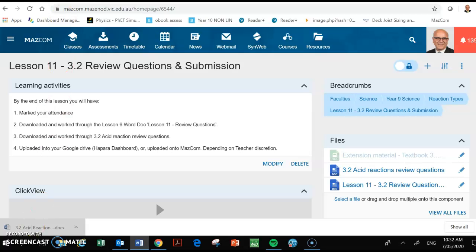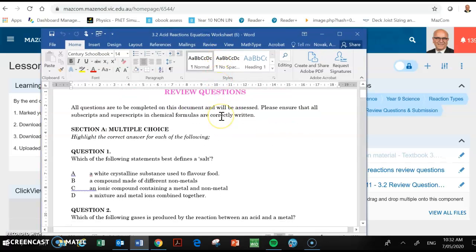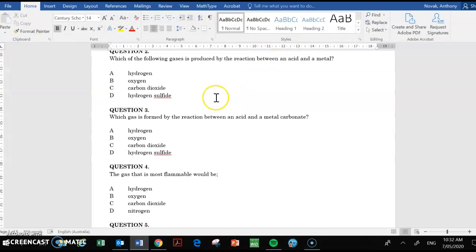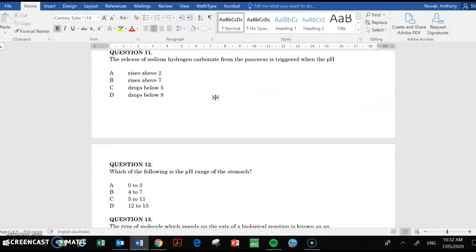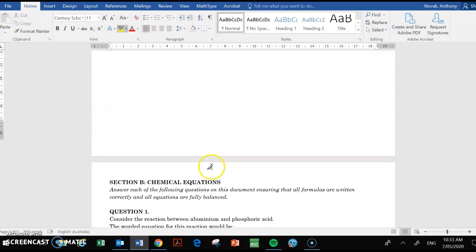And when you look at that file, as you can see, it's straightforward, multiple choice questions. There are about 15 of them. They're straightforward. So mark them just by highlighting using a highlighter. So obviously there you go, highlight. So for instance, highlight that one, and that's your option.